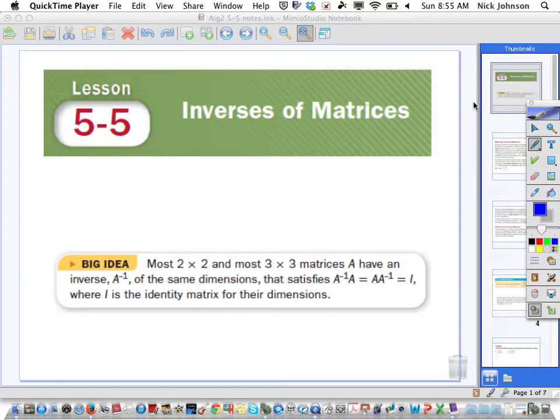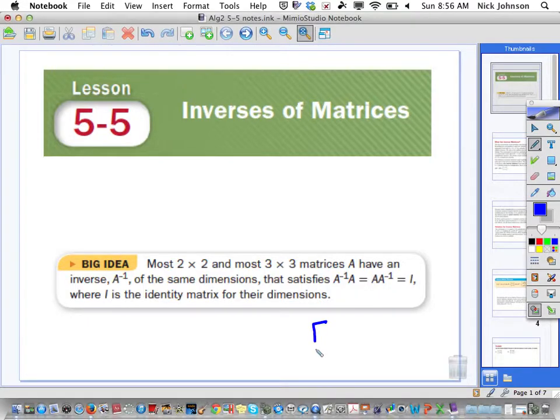Inverses of matrices, lesson 5-5. The big idea: most 2 by 2 and most 3 by 3 matrices A have an inverse, A to the negative 1 power, which stands for A inverse, of the same dimension. So if you have a 2 by 2 matrix, its inverse is also going to be a 2 by 2. This satisfies that when you take the inverse matrix times the original matrix, you get out the identity matrix.